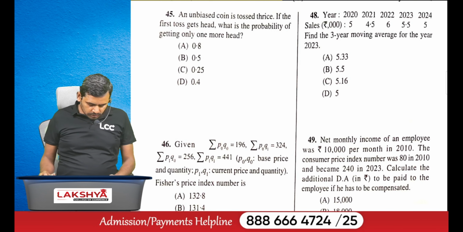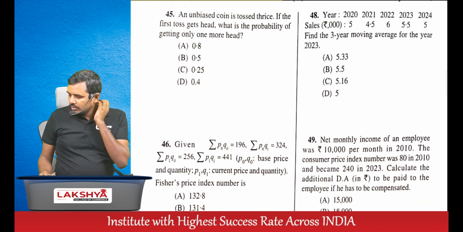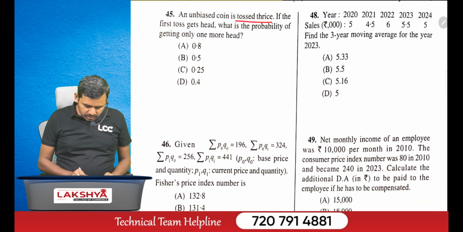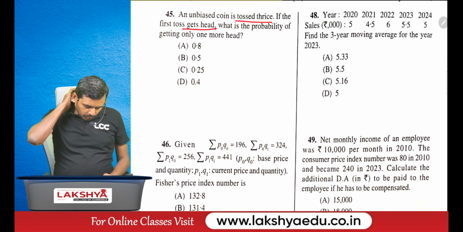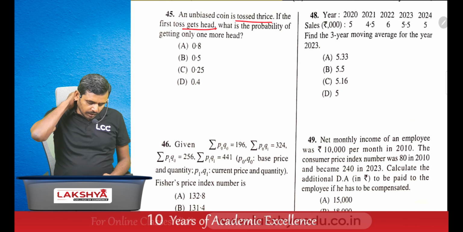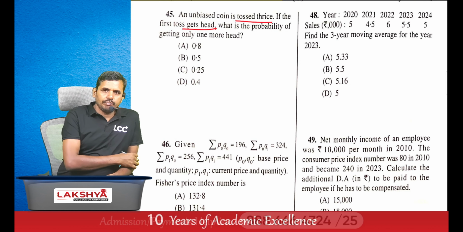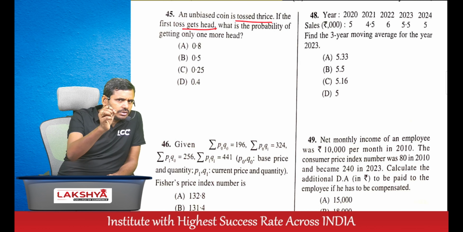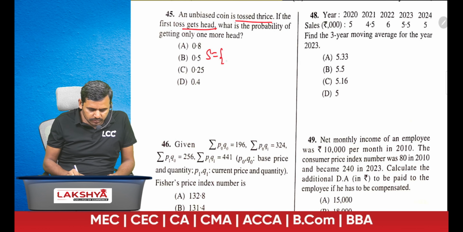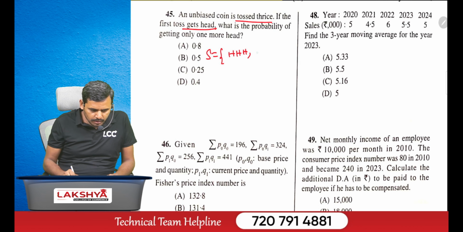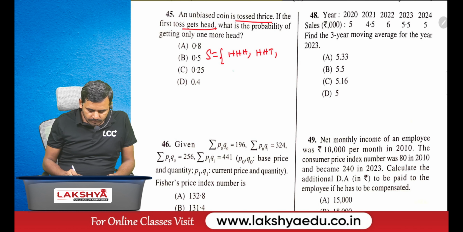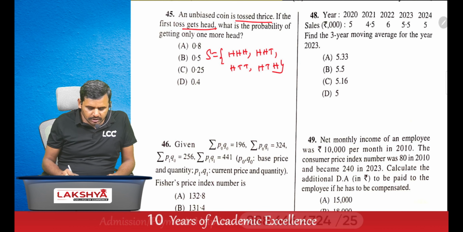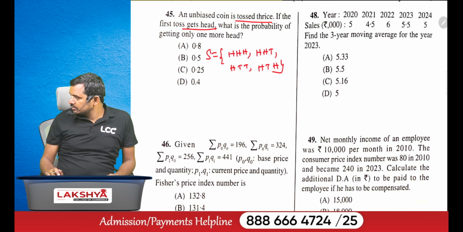Next, see problem number 45. An unbiased coin is tossed thrice. If the first toss gets head, what is the probability of getting only one more head? They are saying the unbiased coin is tossed 3 times, but it is given that the first toss is head. Then the sample space, with the first toss head, is HHH, HHT, HTT, HTH. These are all the possible outcomes.